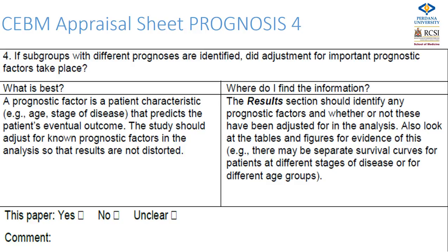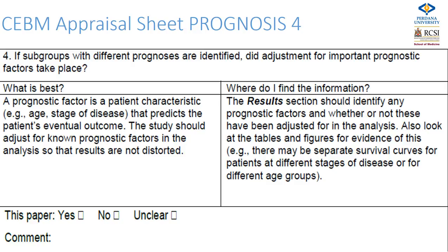So prognostic factors may be age or stage of disease. So for example, class 4 New York Heart Association heart failure has a worse prognosis than class 1. And this will predict the outcome. So a study looking at this should adjust for these various prognostic factors.